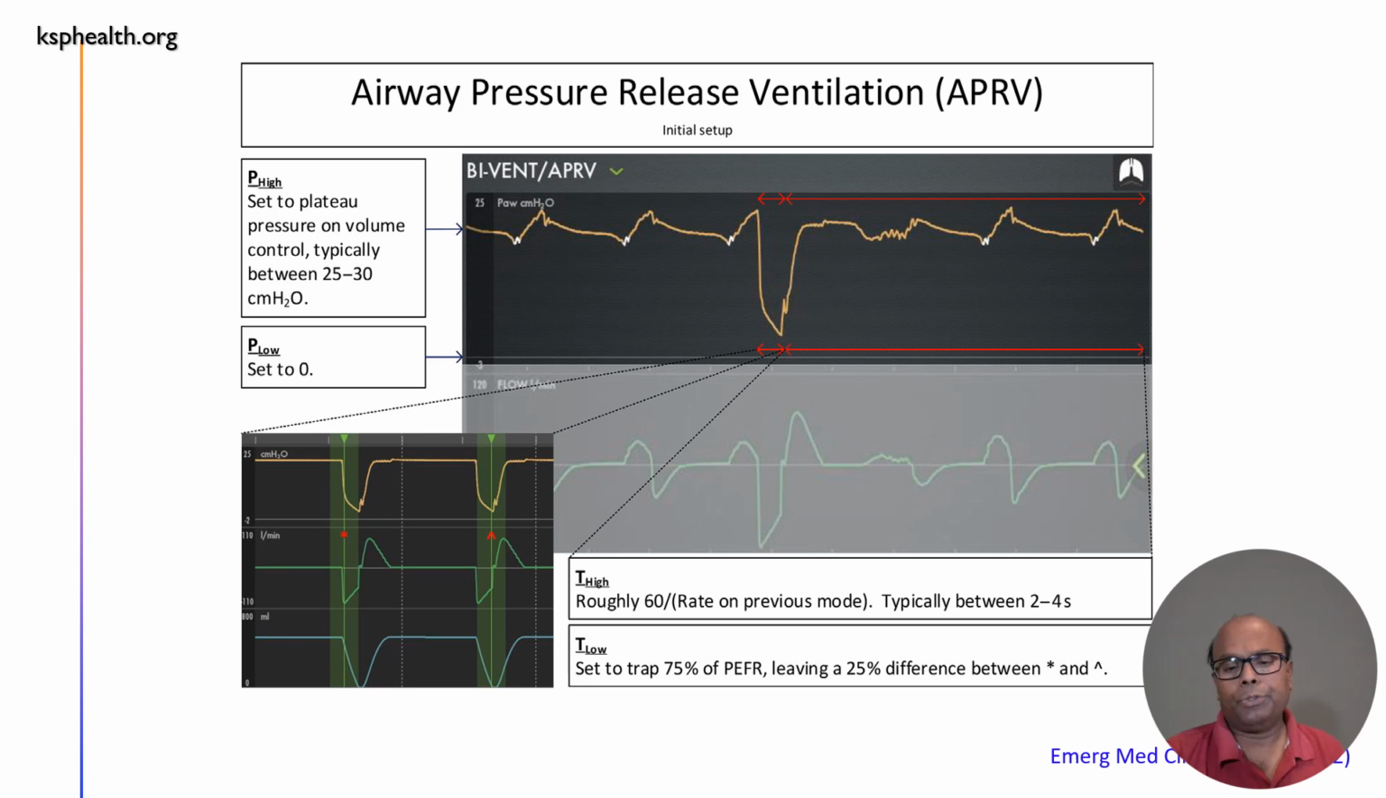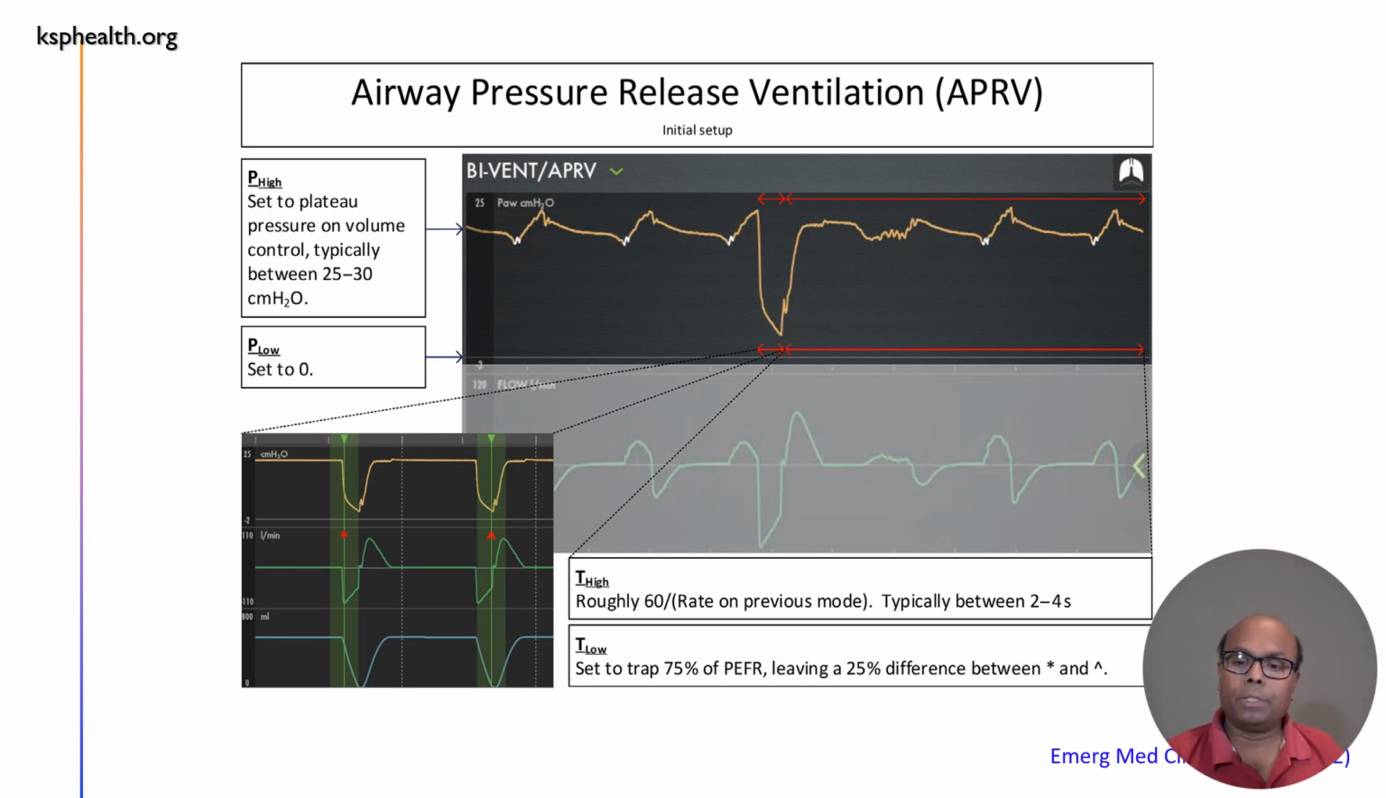Another important parameter you set is T high, how long you keep holding the CPAP. Typically 2 to 4 seconds. When hypercarbia is a problem, use less time, like 2 seconds. If hypercarbia is not an issue, you can go to 3 or 4 seconds.